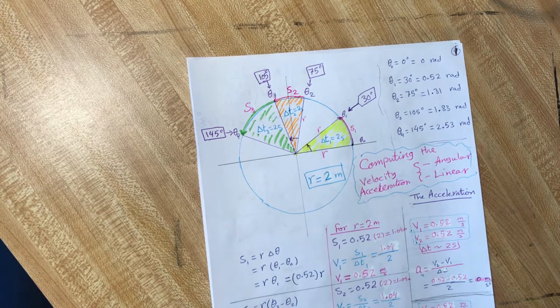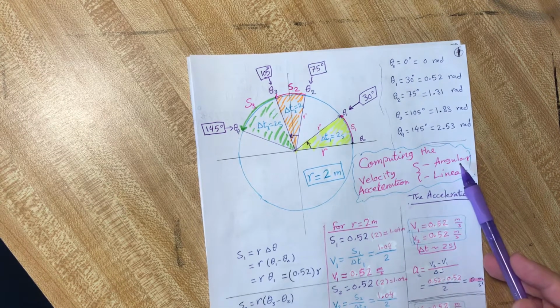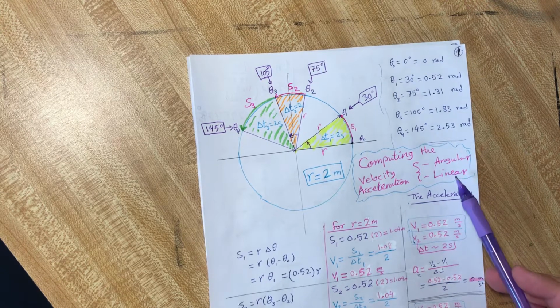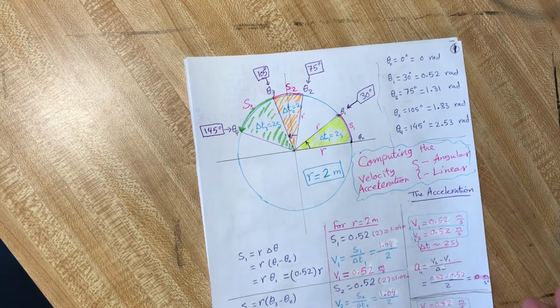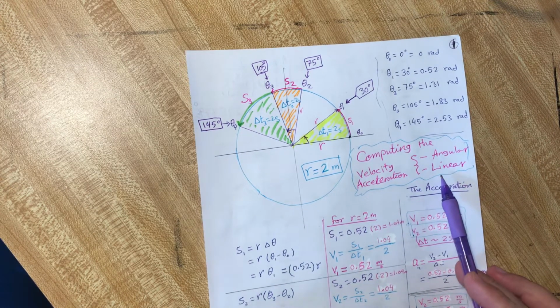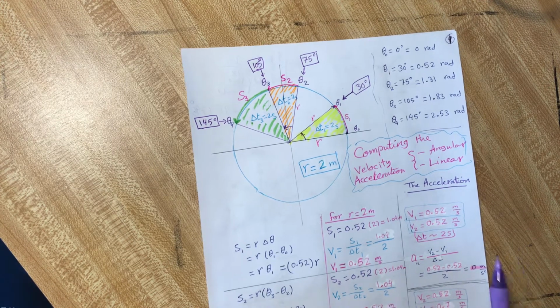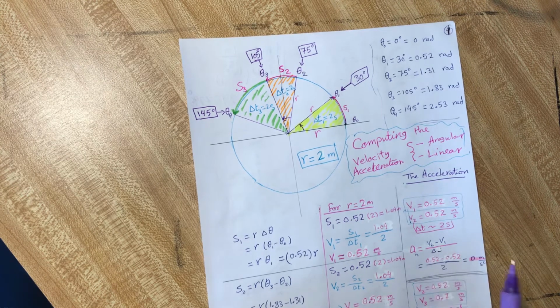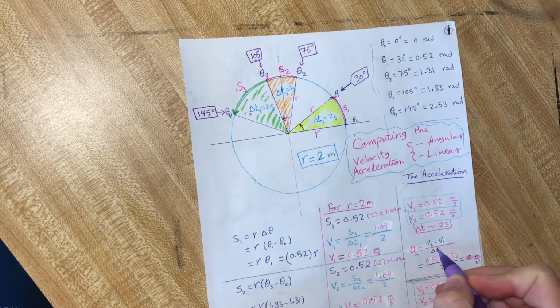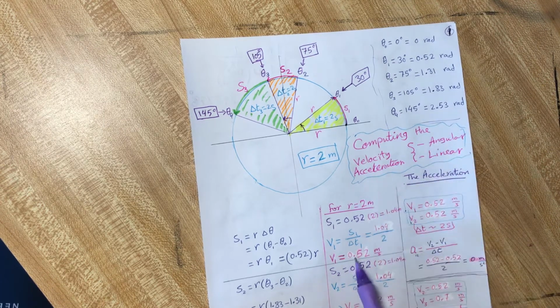Okay, now we will talk about how to compute the velocity and the acceleration in angular and linearly. We know how to find the linear velocity, which is delta x over delta t. The acceleration is equal to delta v over delta t. But we also need to know the angular velocity and the angular acceleration.